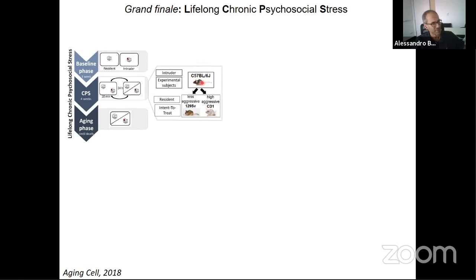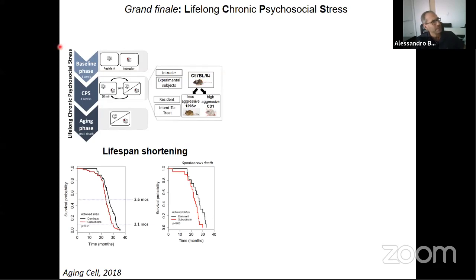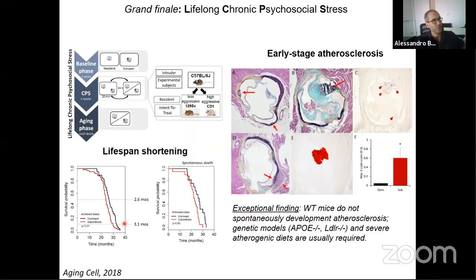with C57 Black 6 becoming either dominant or subordinate. And the outcome is actually that being subordinate or acquiring a low social rank actually shortens your lifespan. It's not just changing your physiology, it will shorten your lifespan, both the median and maximal lifespan. And remarkable for this audience, although it's, let's say, early stage, they also develop early stage atherosclerosis. Now, these are wild type mice. These are not ApoE, these are not LDL knockout. These are not on a heterogenic diet.